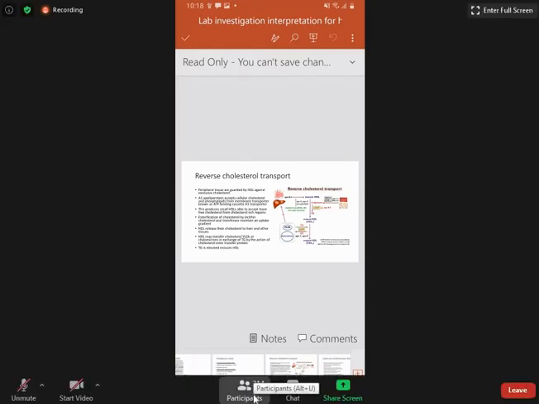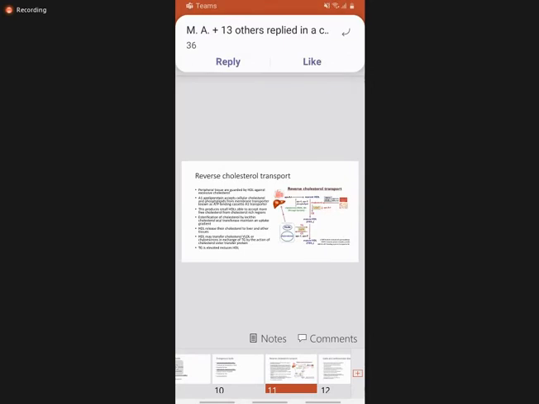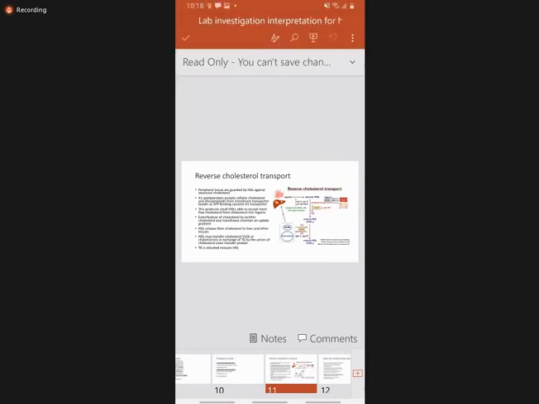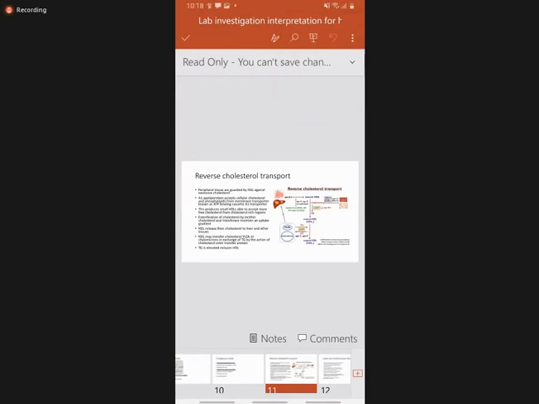HDL may transport cholesterol to VLDL or the chylomicron in exchange for triglycerides by the action of another enzyme, that is the cholesterol ester transfer protein. Okay, here you can see CETP in the diagram. It transfers cholesterol to the liver and other tissues in exchange for triglyceride, with the action of the cholesterol ester transfer protein.